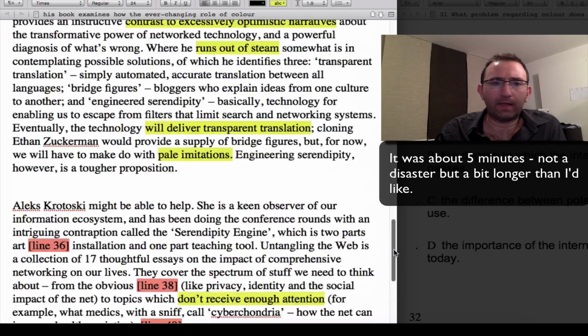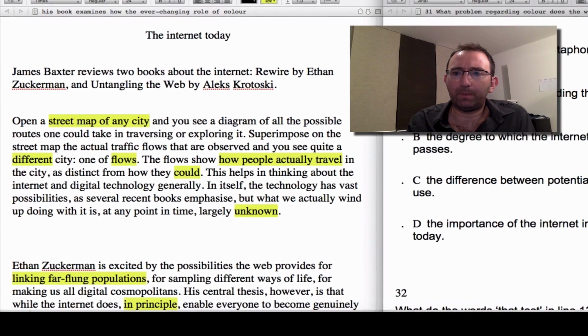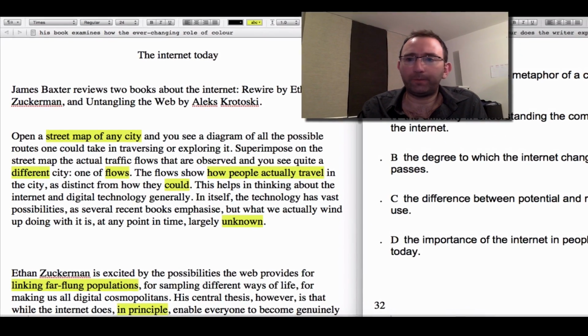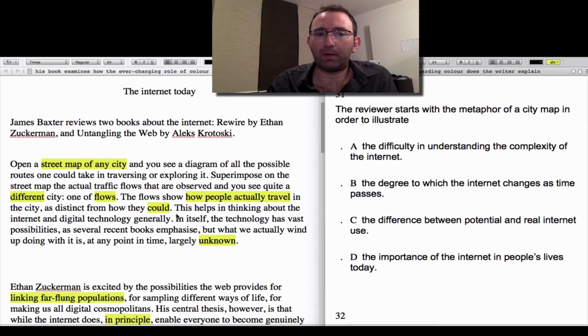Okay, I feel like that took way too long. Okay, let's see what we can do. The answers are normally in order. Well, the answers are always in order. So 31 is probably going to be about the first paragraph.